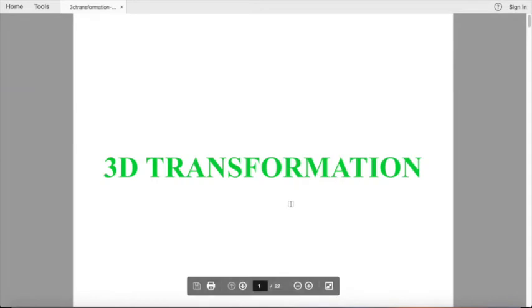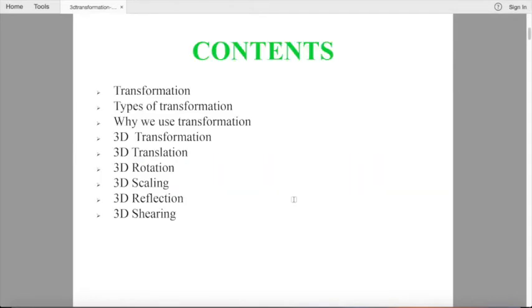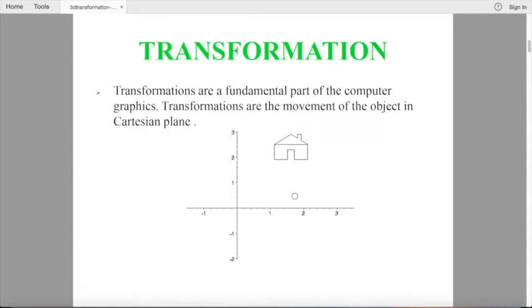So let's start 3D transformation. We are going to talk about what transformation is and what 3D transformation is, and 3D translation, rotation, scaling, reflection and 3D shearing. Transformations are a fundamental part of computer graphics. Transformations are the movement of objects in the coordinate space.